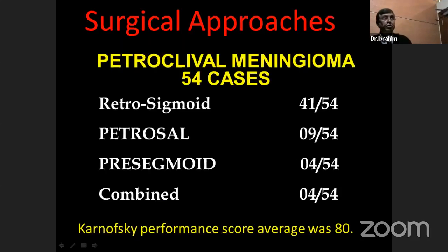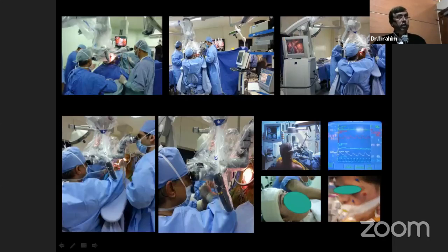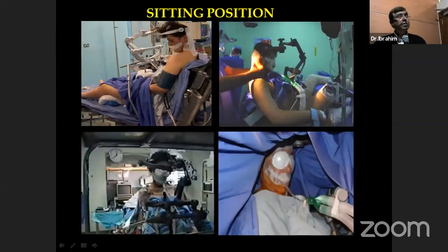So I use many approaches, but I love the retrosigmoid approach. But I'm not a prisoner of that approach. I use the petrosal approach, the anterior and posterior and combined approaches and so on. And we do Karnofsky performance for all patients. I love the posterior approach, and we're doing it in the sitting position under the observation of cranial nerve function.